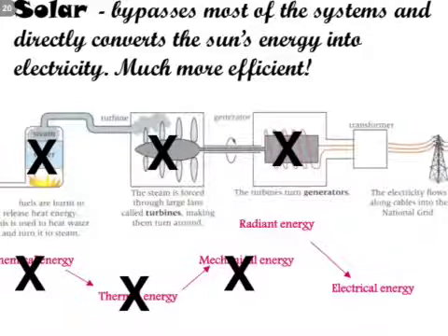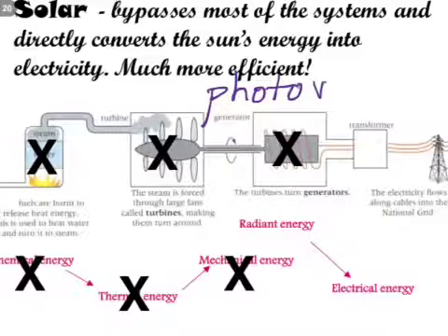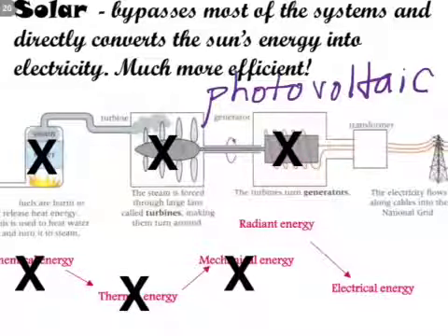The last energy resource that I wanted to talk about is solar energy. Using solar energy for generating electricity uses something called a photovoltaic. Photovoltaics can directly convert the sun's energy into electricity.